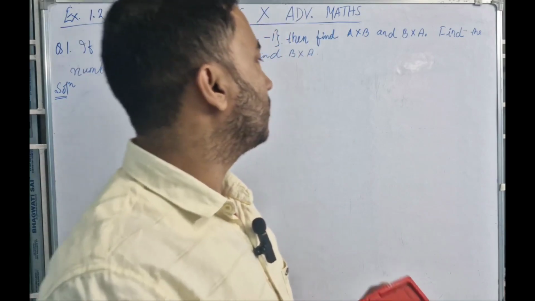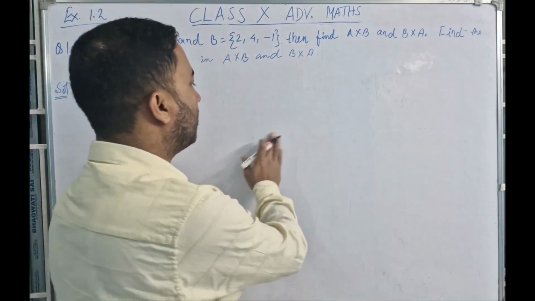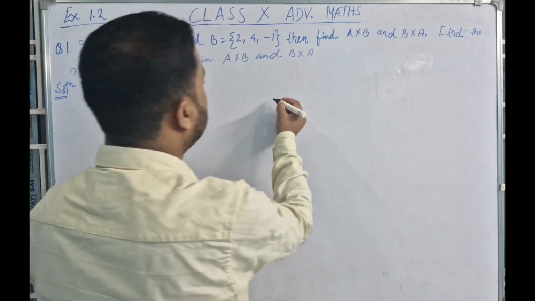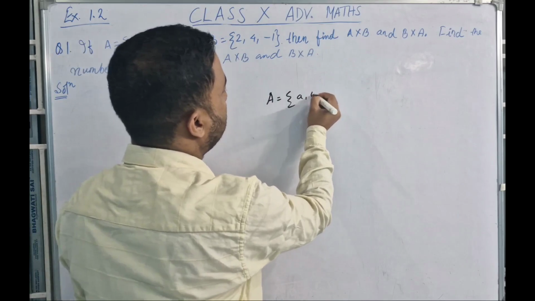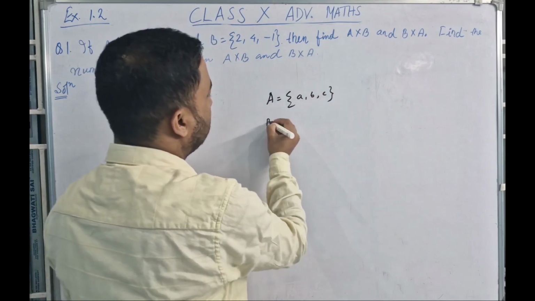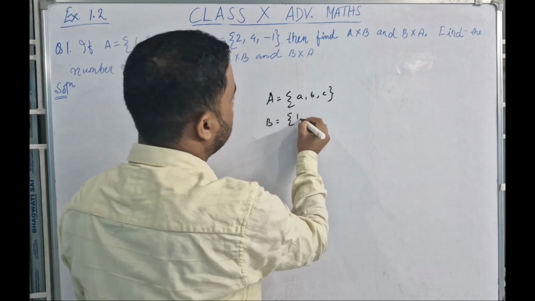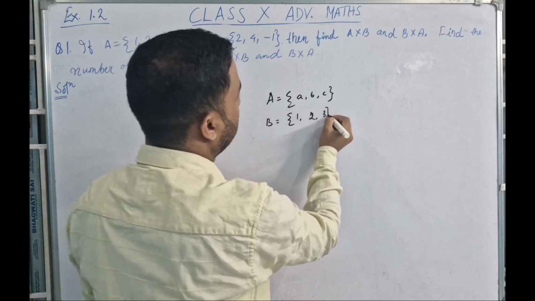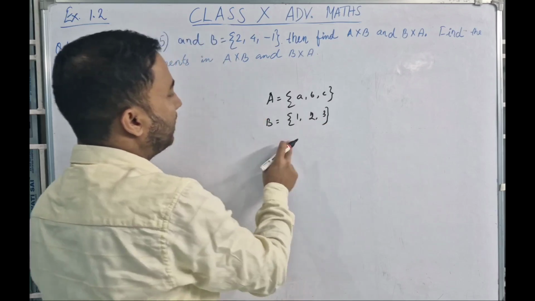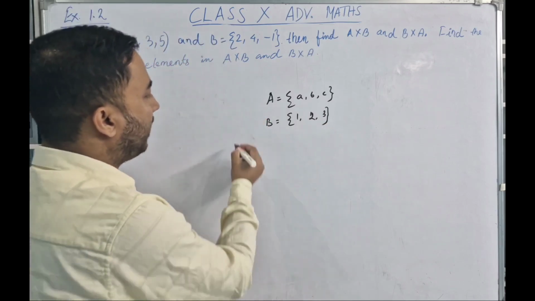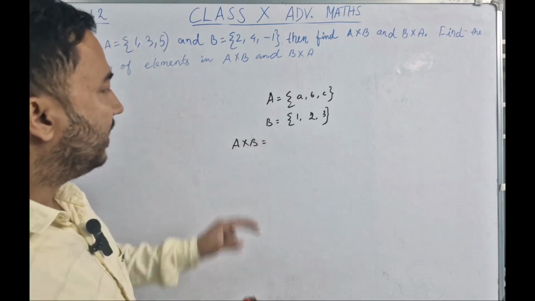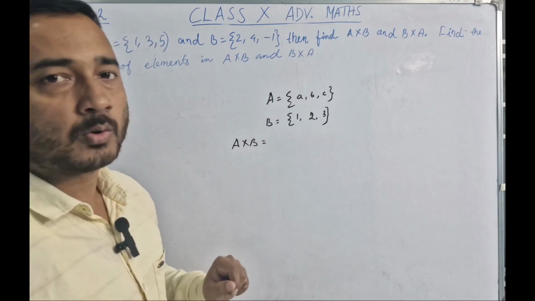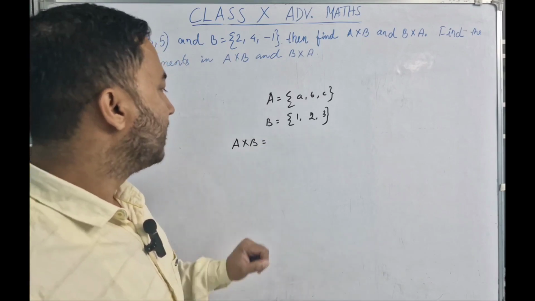Before solving the question, let us discuss what a cross product is. Suppose A is a set whose elements are a, b and c, and another set B has the elements, say, 1, 2 and 3. These are the two sets A and B, and I have to find A cross B. That is called the Cartesian product of A and B. We read it as A cross B.